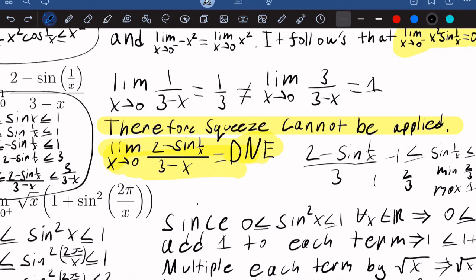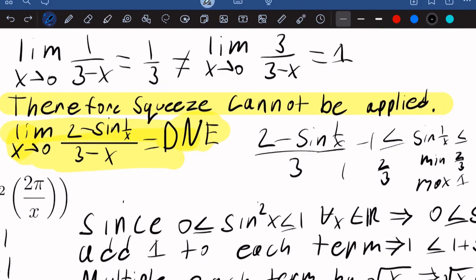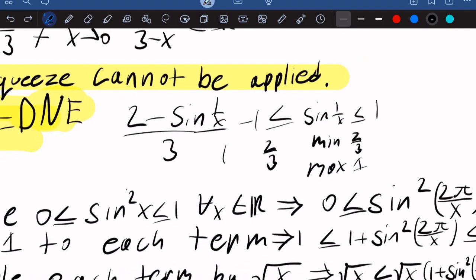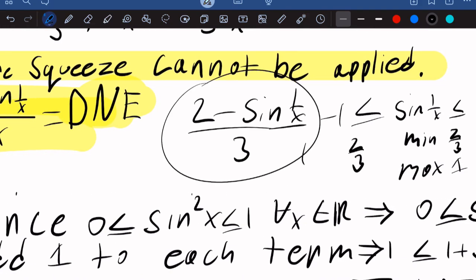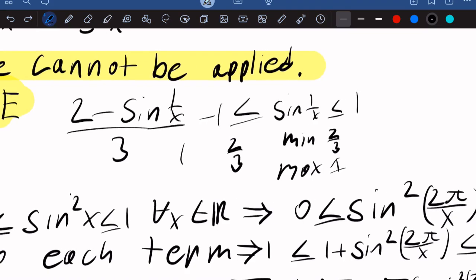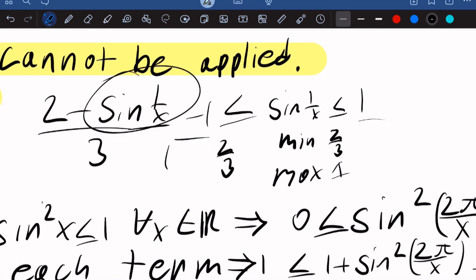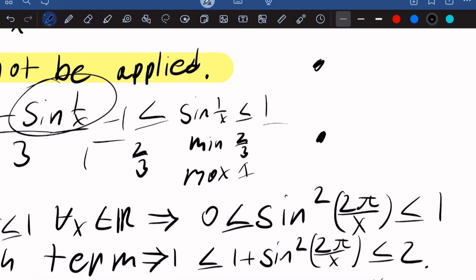But the limit to this actually does not exist. Not because of this. This does not guarantee that the limit does not exist. It's just a special case. So as x approaches 0, your bottom is basically 2 minus sine of 1 over x divided by 3. And if you remember, sine of 1 over x is between negative 1 and 1. So what you could do is plug each of these values in for sine of 1 over x to see where your range will be for your answer.